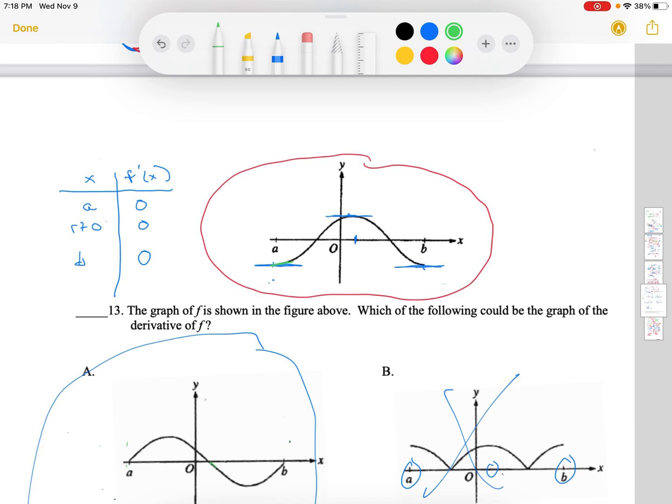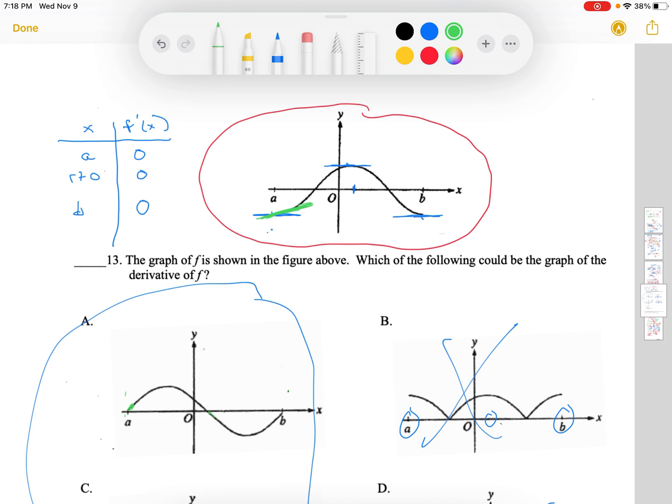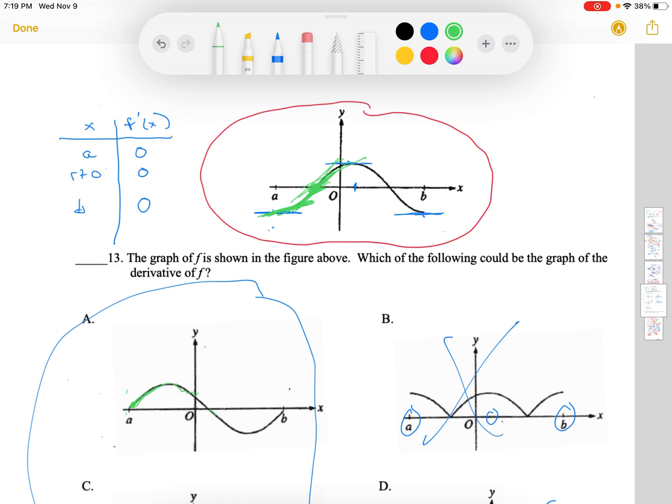So you can see that we have a really shallow slope, but it's positive. And then the slopes get steeper and steeper and steeper. But then you get to this inflection point, and the slopes go back to shallow, shallow, shallow, to the point where we get back to 0.